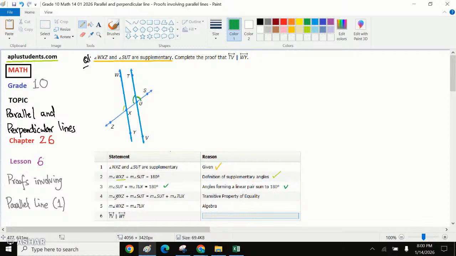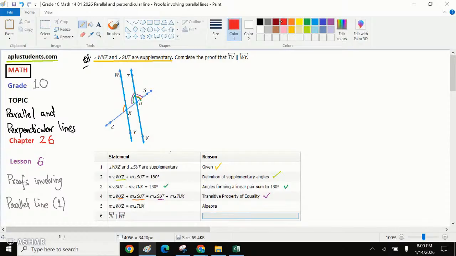The third one is WXZ. What is WXZ? We need to find the missing statement to show that they're parallel. So can we say that WXZ, SUT should be equal to SUT and TUX? Should be equal to this. Yes, they are equal angles.